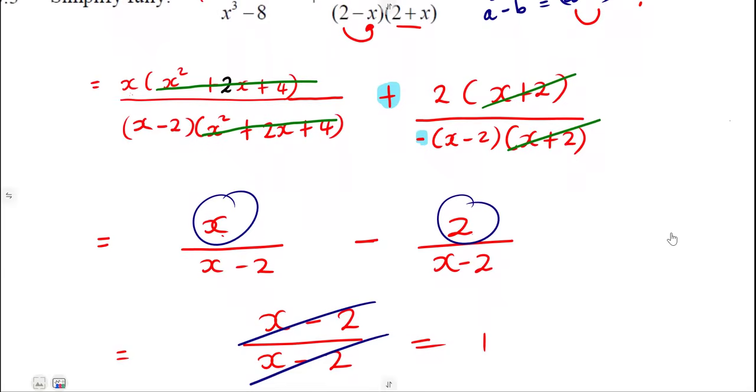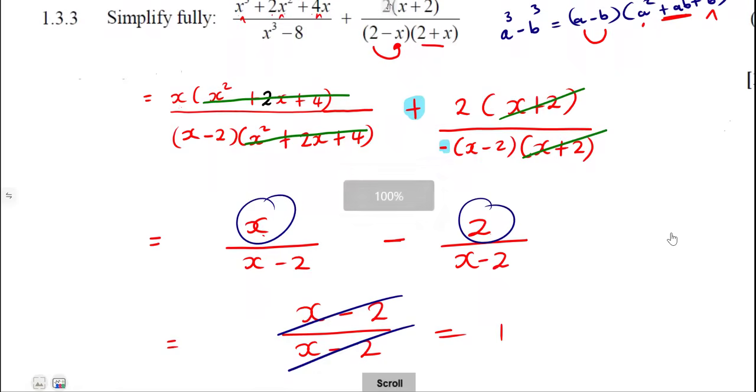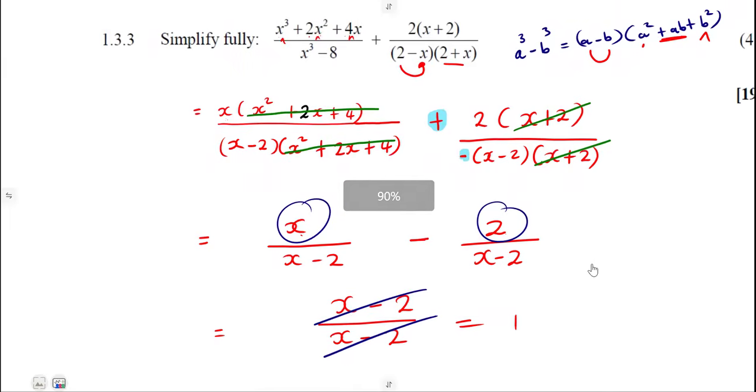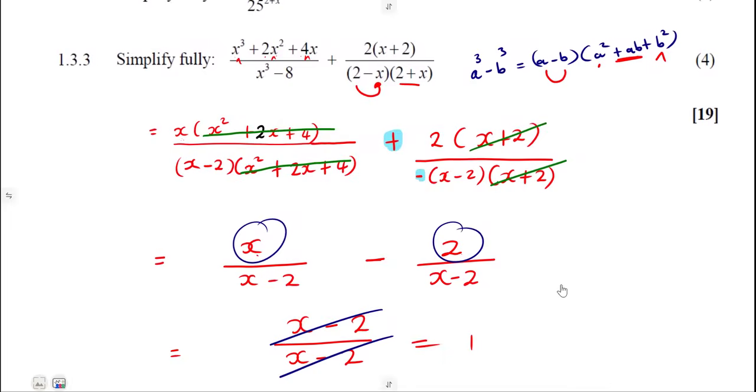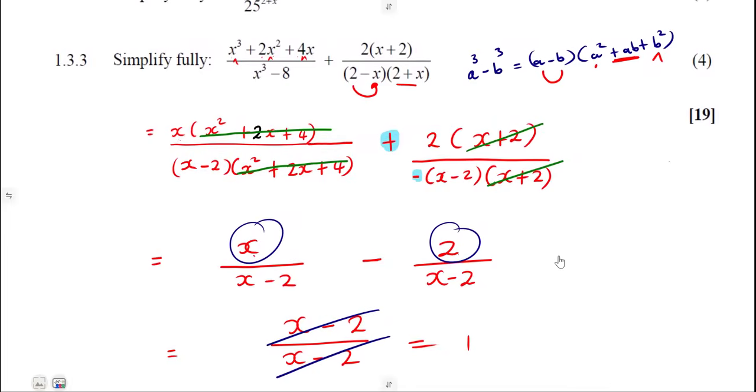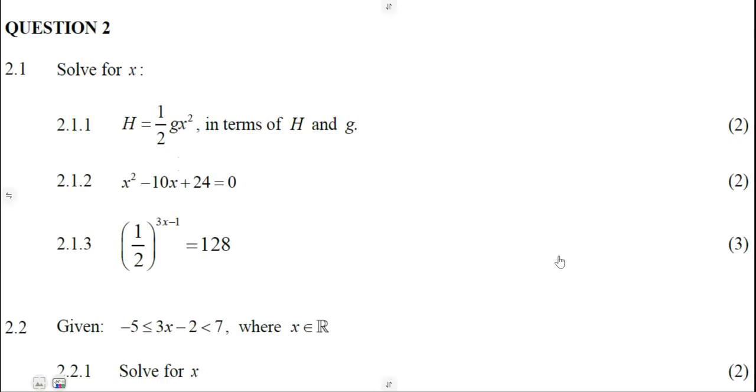Simplify. Know your factorization. Know your factorization. The basics from your grade 9 mathematics into your grade 10 mathematics now. Know all the basics. All right, let's consider another one, question 2.